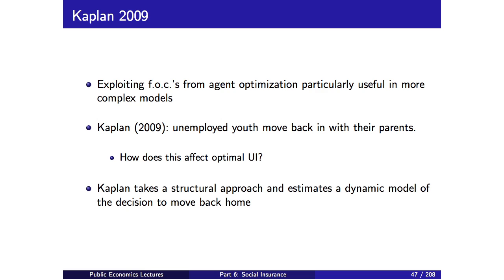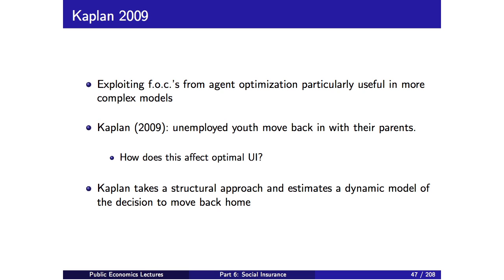It's not actually going to affect the formula that we just derived for the optimal level of unemployment benefits. And so in a sense, you don't actually need to change anything to take this mechanism into account. So let's see how this works. The general point that I'm trying to illustrate here is that exploiting these first-order conditions from agent optimization is particularly useful in more complex models than the simple one we were considering before.